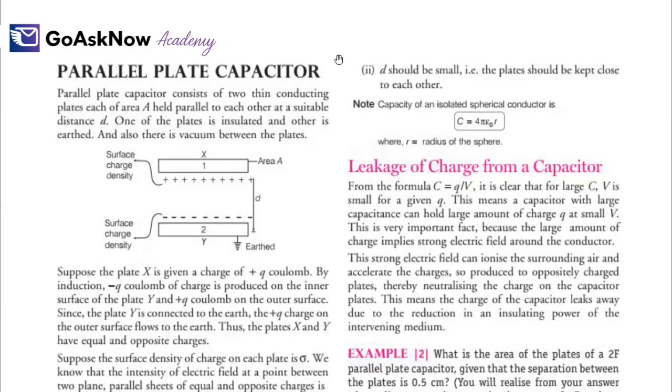You can see here that you have one plate, X, and the other plate, represented by Y, placed here. The second plate is earthed, and the medium between the plates is vacuum, or no medium is there. Suppose plate X is given a charge of plus Q coulomb.